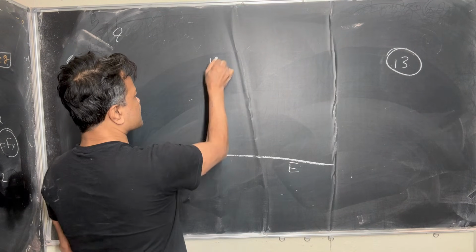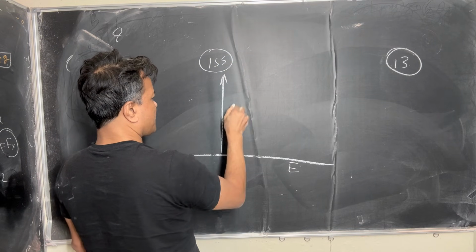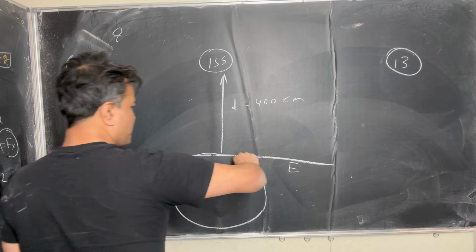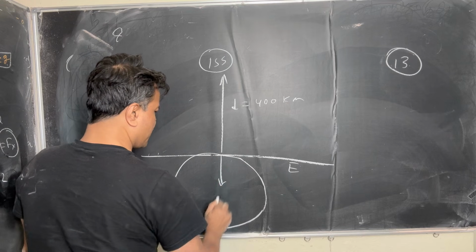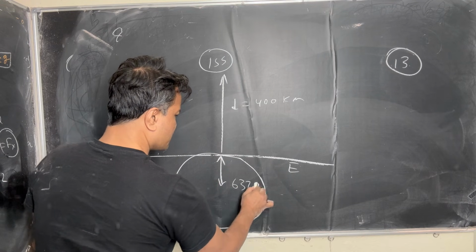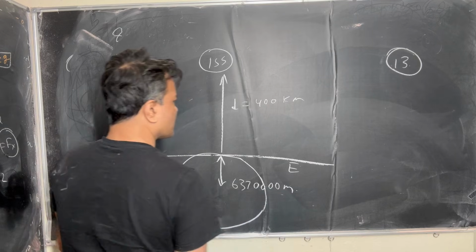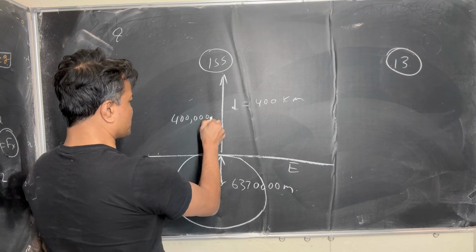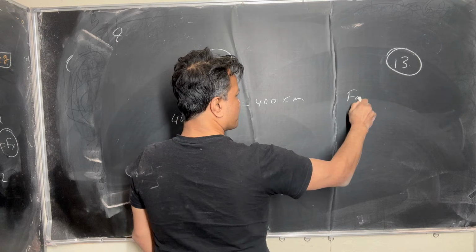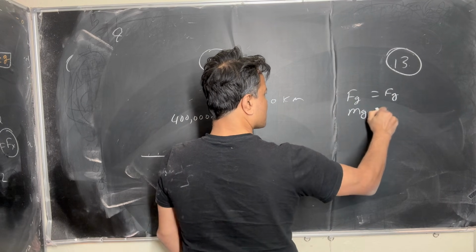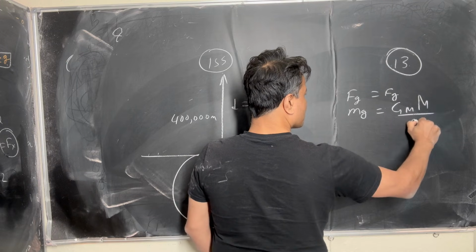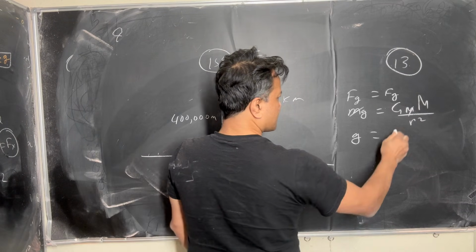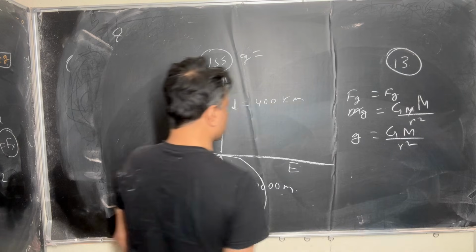This is Earth. This is the ISS. How much? The distance is 400 kilometers. And since Earth is also round, we proved that from here to here is 637,000 meters. And from here to here, I did not draw it to scale, sorry, is 400,000 meters. So you know that Fg is equal to Fg, so mg is equal to G small m big M over r squared. So g on the ISS, we are trying to find, is big G big M over r squared. So what is r?